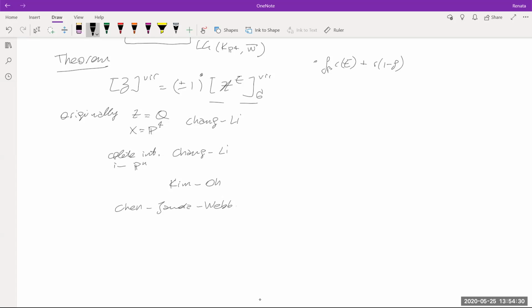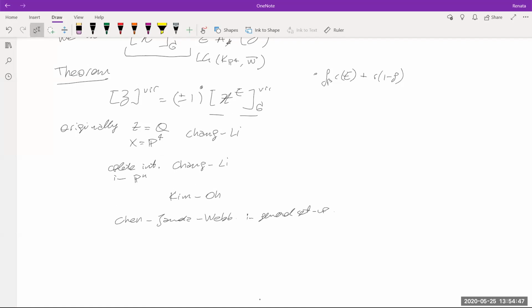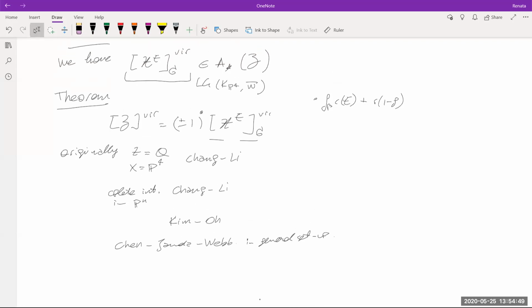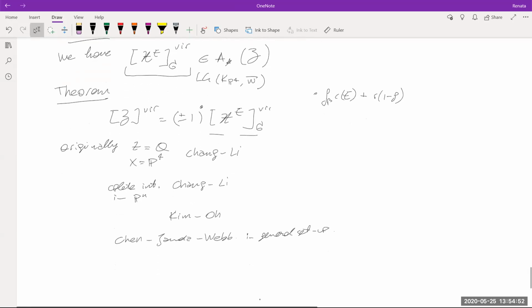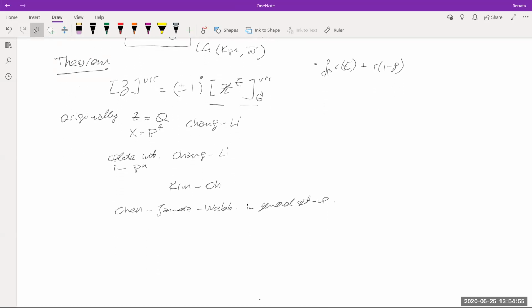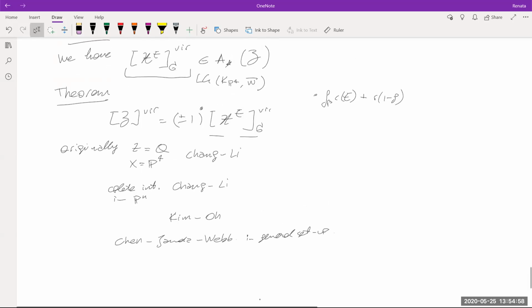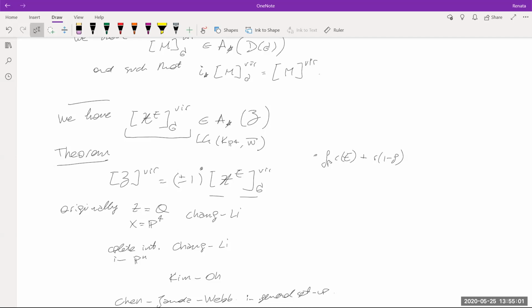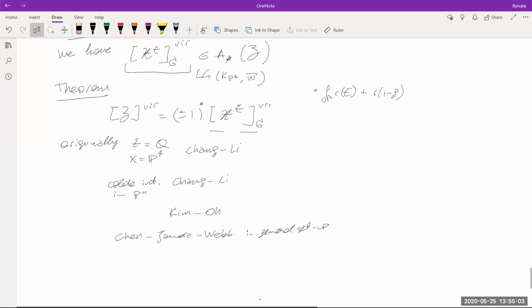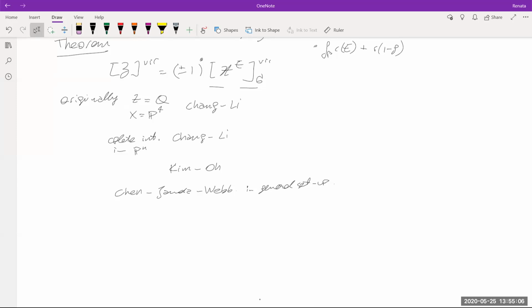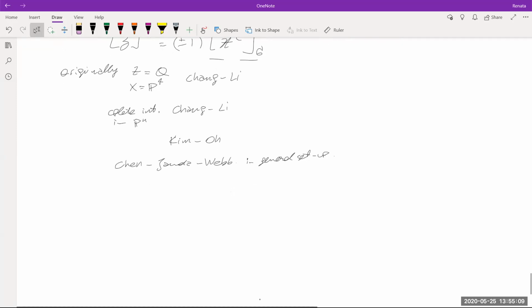She came and gave a talk at Columbia about this in the general setup, where X is allowed to be a smooth projective variety. But this proof proves this, of course, but doesn't really have an explicit expression for the cosection. It uses more machinery to define the cosection, just making it come from the superpotential. And I was working on this in a slightly different way.